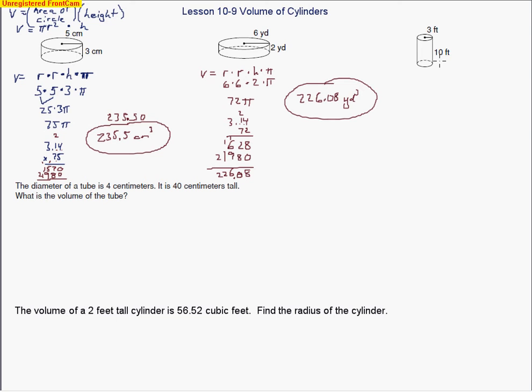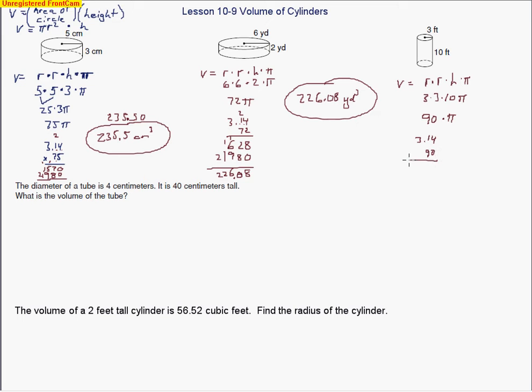All right, the next problem, same sort of thing. Let's do the volume formula just as we did before. Radius times radius times height times pi. So 3 times 3 times 10 times pi. Now this time, when I multiply it, 3 times 3 makes 9, times 10 makes 90. So I have to do 90 times pi. So let's go ahead and set it up, 3.14 times 90.